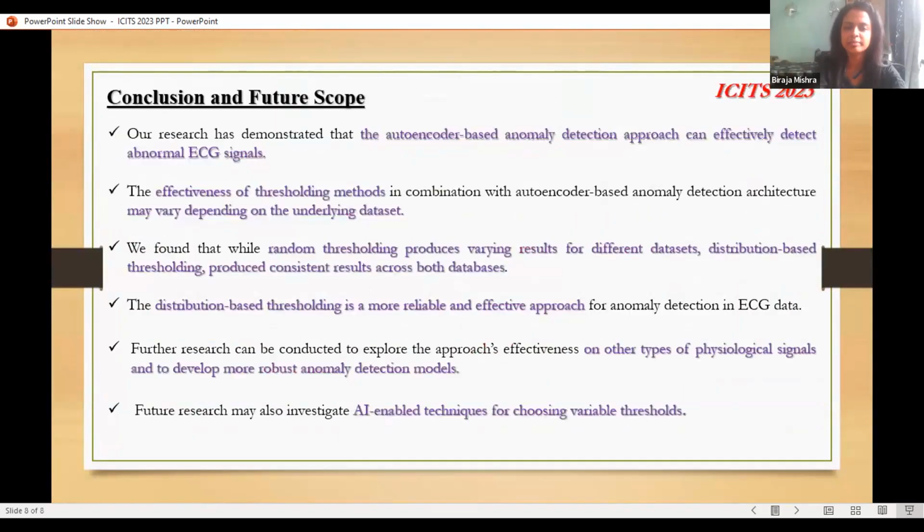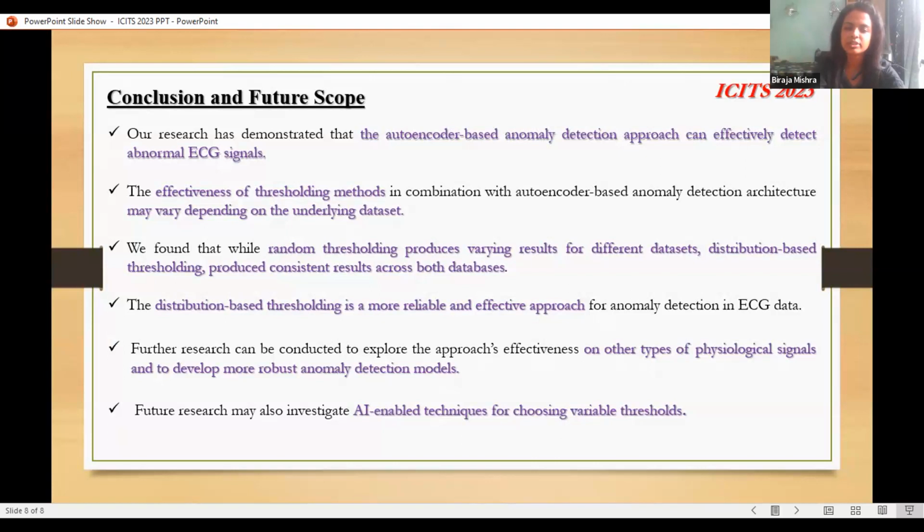So let me conclude my presentation with the following conclusion points. The autoencoder-based anomaly detection approach is effectively working for detecting abnormal signals, but the effectiveness of the thresholding method may vary depending on the underlying architecture of the dataset. And we have also found that the random thresholding method produces varying results for different thresholds for different datasets, but the distribution-based thresholding method produces consistent results across all the datasets, and it is more reliable and effective.